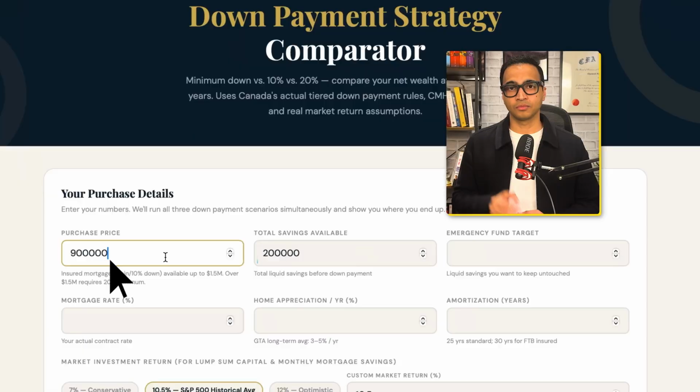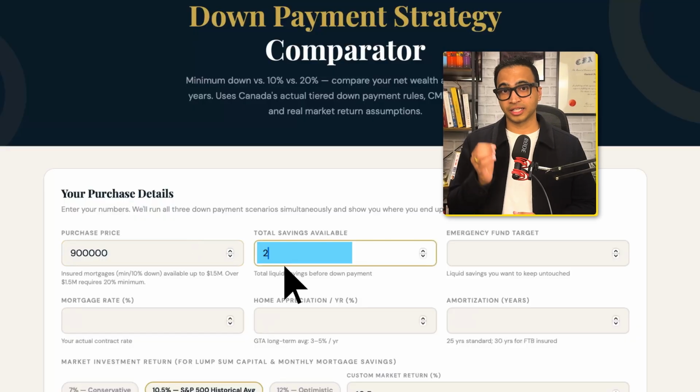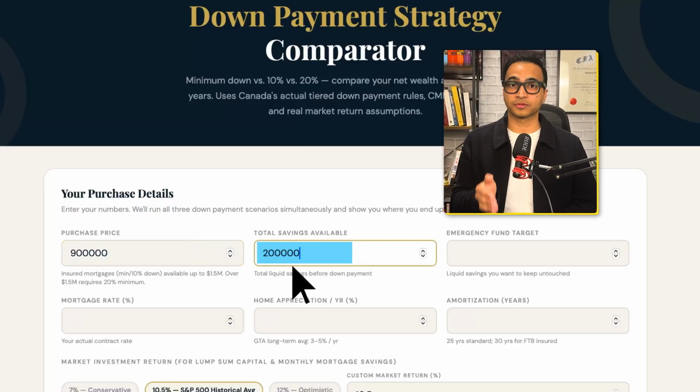So if you only enter the amount you were already planning to use for the down payment, then the tool cannot show you the full picture accurately. I'm going to put 200,000. Take a few minutes to add it all up before you run this for yourself.